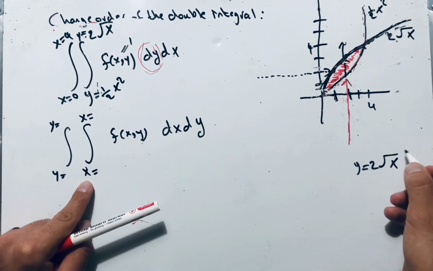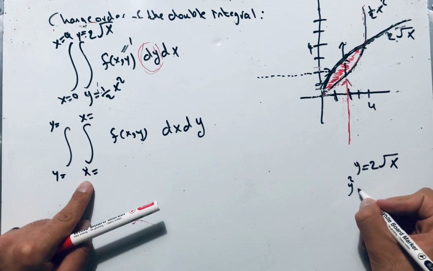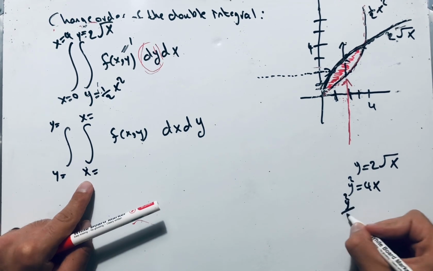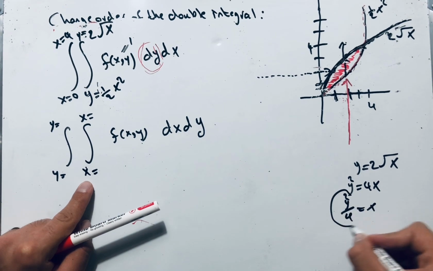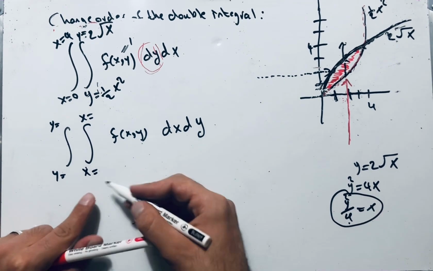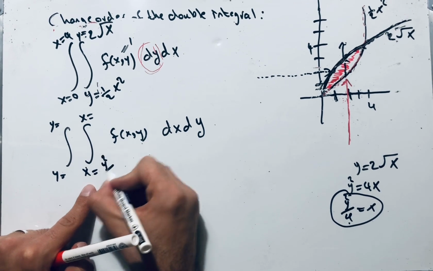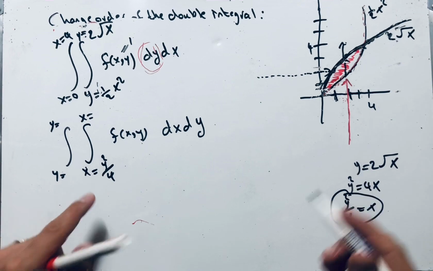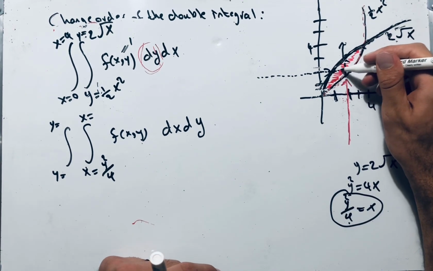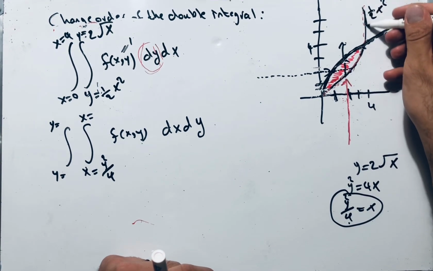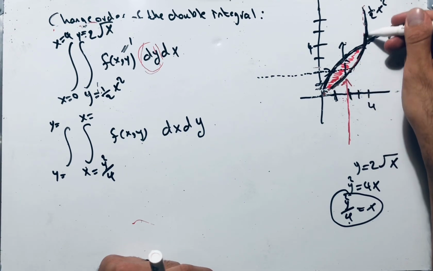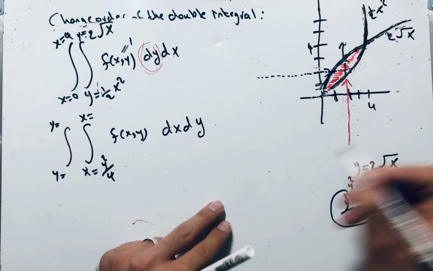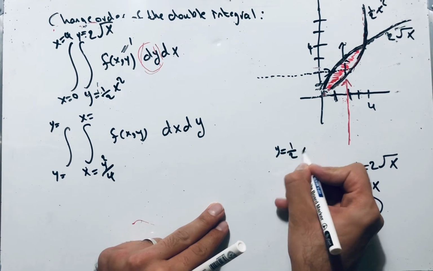How do I do that? I have a square root, so I square both sides, so this becomes y squared equals 4x. Then I can divide both sides by 4, so x is equal to y squared over 4. So this lower limit is y squared over 4. What about the upper limit? When I enter the area, I'm going to be leaving the area through this curve, which is given. It's 1 over 2x squared, so y is equal to 1 over 2x squared.